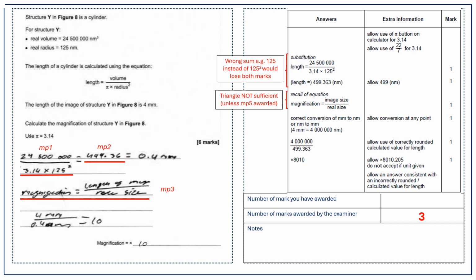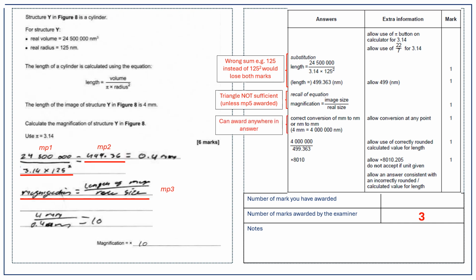But if that mark is not there, a triangle on its own is not sufficient to get marking point 3. That is something I would stress in lessons when you are teaching that magnification topic.